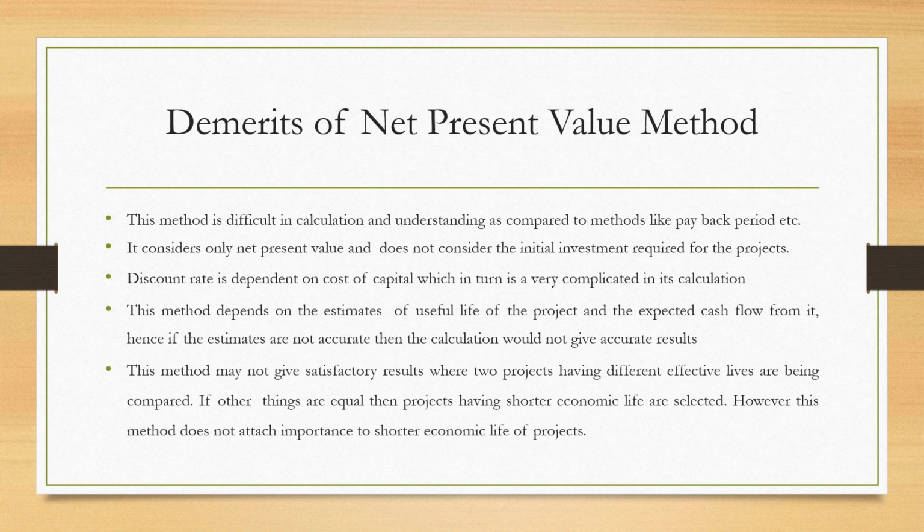This method may not give satisfactory results where two projects having different effective lives are being compared. If other things are equal, then projects having shorter economic life are selected. However, this method does not attach importance to shorter economic life of projects.